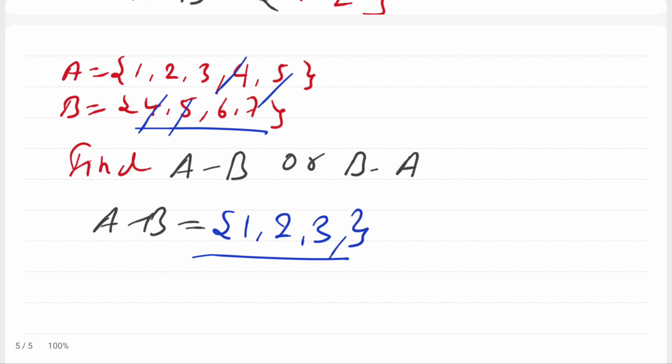I already wrote it here. Now let's write B minus A. Whatever the elements in A, we don't have to write. In this one 4 belongs to A, 5 also belongs, but 6 and 7 do not belong to A. In the set B, 6 and 7 do not belong to A, so we have to write 6 and 7 here. So this is called the difference of sets.